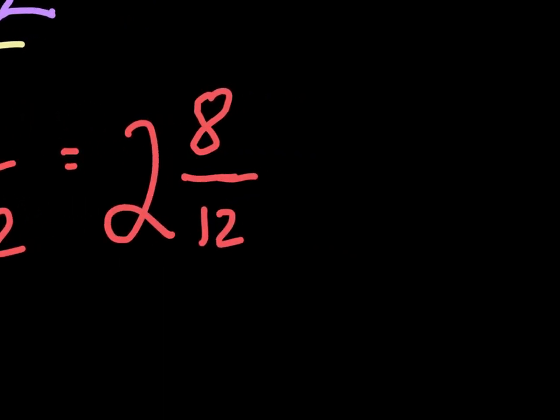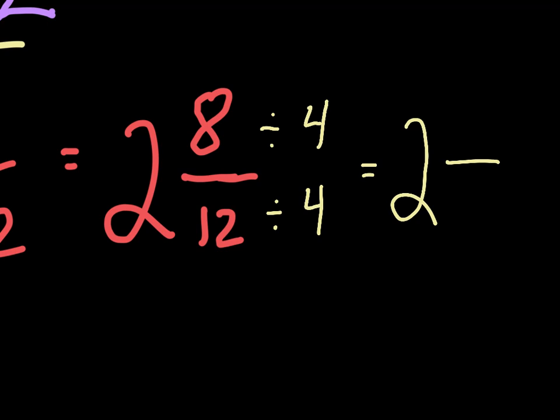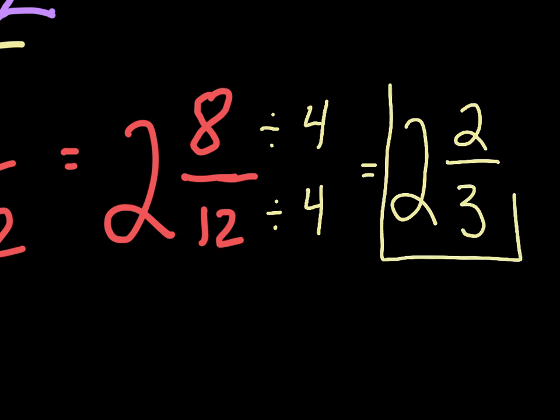Now, again, let's zoom in. 2 8/12. Well, 8 and 12. What factor do they have in common that will go into 8 and 12? Well, I'm hoping you're going to say a 4. Okay, so now we can divide. So our whole number is still a 2. The numerator, 4 goes into 8 2 times. The denominator, 4 goes into 12 3 times. So our new simplified mixed number is 2 2/3.